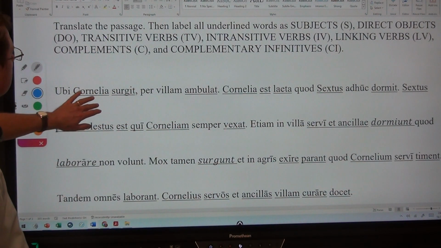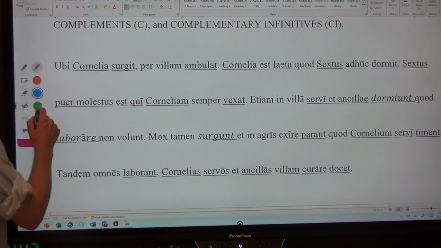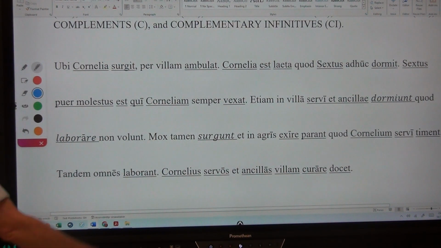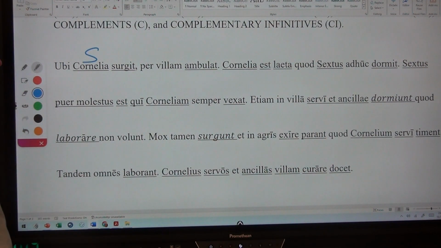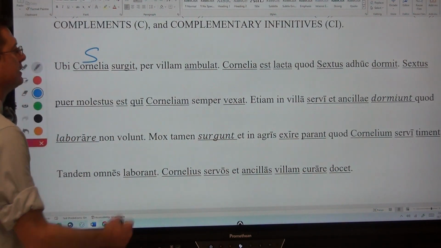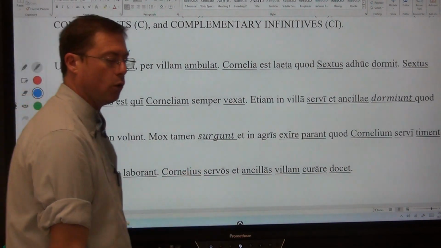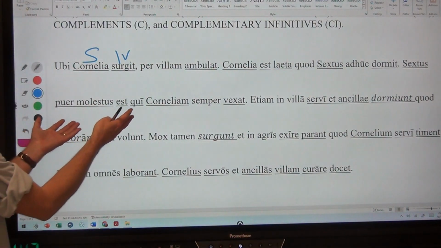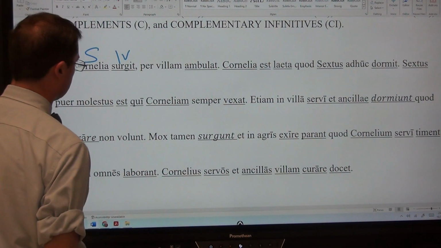So let's go through it really quickly. And so we have here, ubi Cornelia surgit, per villam ambulat. When Cornelia rises, she walks through the country house. Cornelia is the one doing the rising. She is nominative. Rising is an intransitive action. You cannot say he rises the pumpkin, or he rises the keyboard, or he rises the screen. You can raise it, but this is not raise, but rise. And so the act of getting up is an intransitive action.